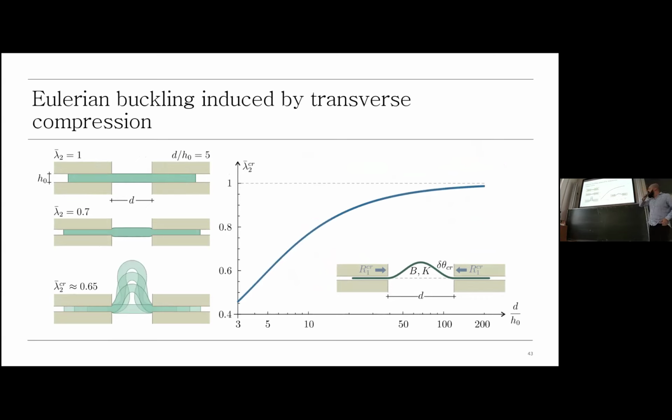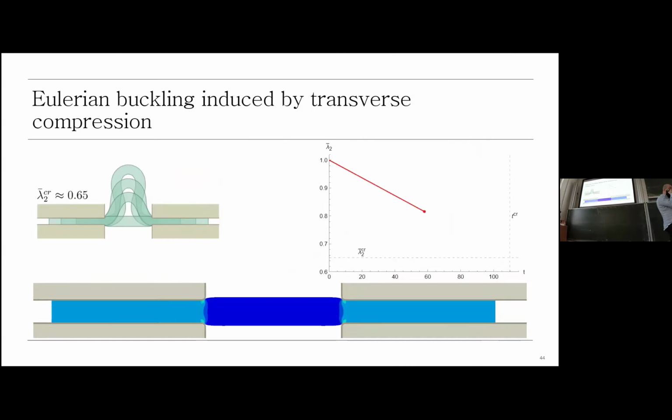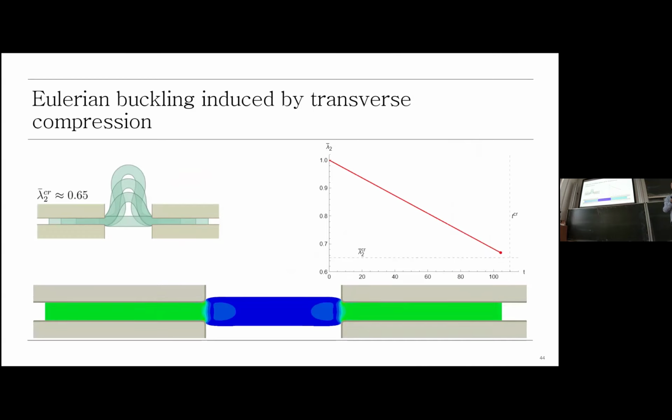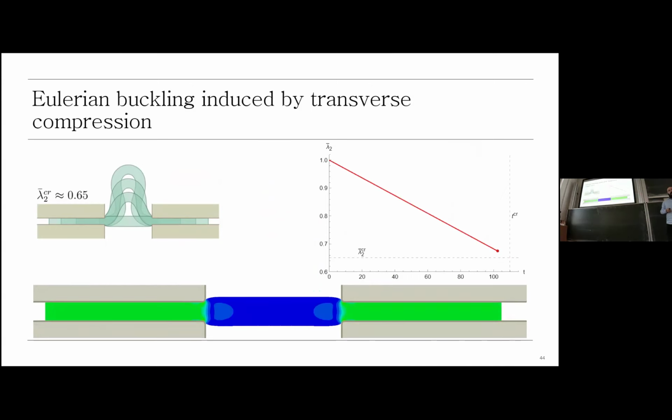And here is reported in blue the semi-analytical result, where in the vertical axis we have the critical stretch, and in the horizontal axis we have the slenderness ratio, D over H0, where D is the distance between the rigid punch and H0 is the undeformed height of the solid. And let us now compare this semi-analytical result with the finite element one, and again, we have a very good agreement between the two approaches. Here is reported an animation by the finite element simulation. When the critical stretch is reached, our body slips out from the constraint.